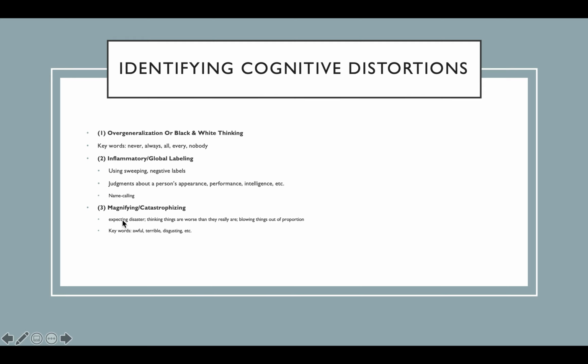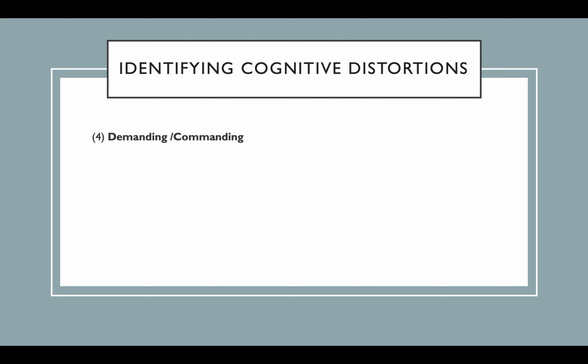Okay. The next one is magnifying or catastrophizing. So this is like expecting a disaster to happen, thinking things are worse than they really are. The keywords are things are awful, terrible, disgusting. So again, like I missed the bus. That means I'm gonna get fired. That's really terrible because then I won't have money. My life's gonna be a mess. You know, you start catastrophizing. That's basically what it is.